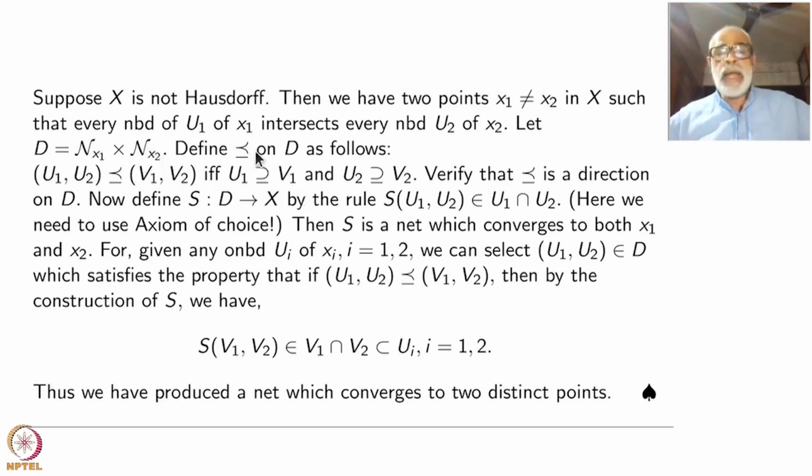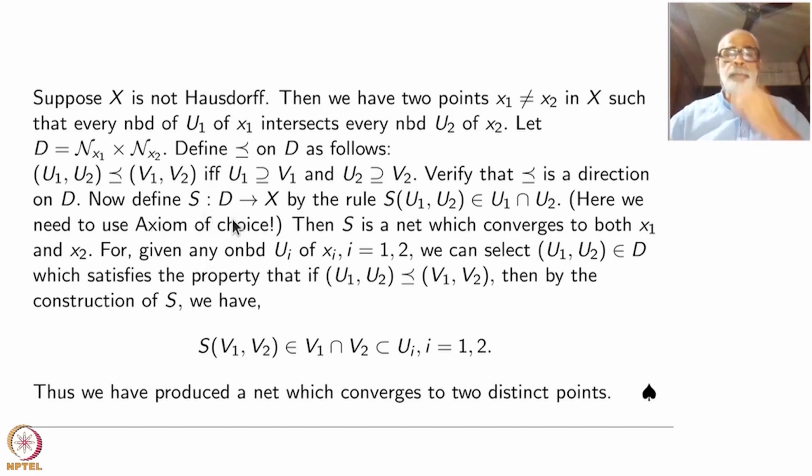So define this direction on D as follows. (U1, U2), members of N_x1 cross N_x2, is less than or equal to (V1, V2) if and only if U1 is less than or equal to V1 and U2 is less than or equal to V2. So, U1 contains V1 and U2 contains V2. Both of them should hold. Verify that this is a direction on D. Is it easy? You can do that, right?